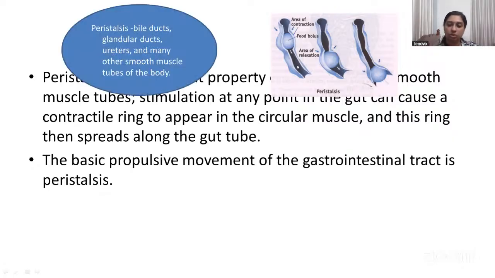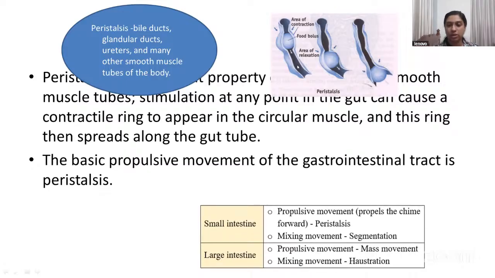Not only is it seen in the intestine, but this peristalsis can also be noted in the bile ducts, glandular ducts, ureters, and many other smooth muscle tubules. Usually smooth muscles are involved in peristalsis. So these are the basic intestinal movements. In the small intestine, the propulsive movement propels the chyme forward. That's what we call peristalsis.